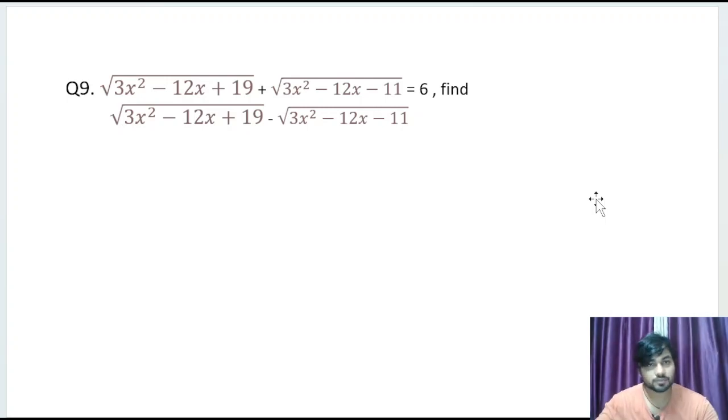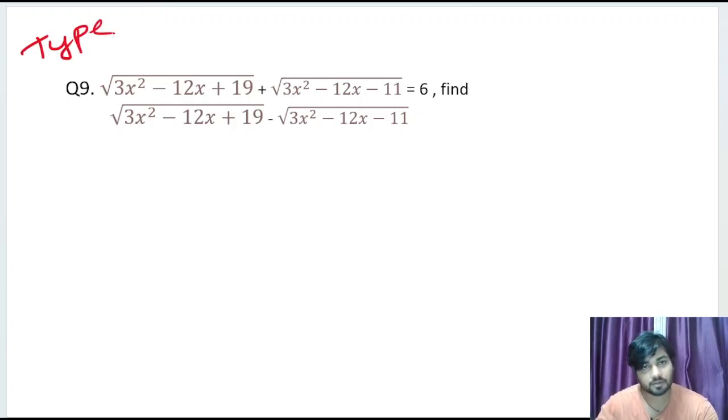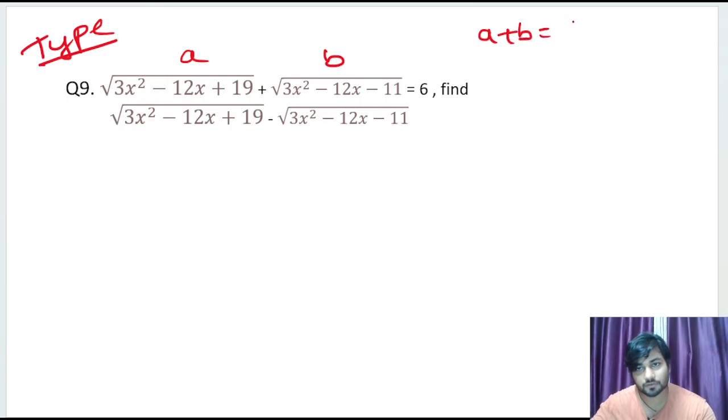Whenever this type of question comes, this is a type, you will have to remember it. Say the expression that is given is A and B. So the expression is given as A plus B is equal to 6 and you need to find A minus B.